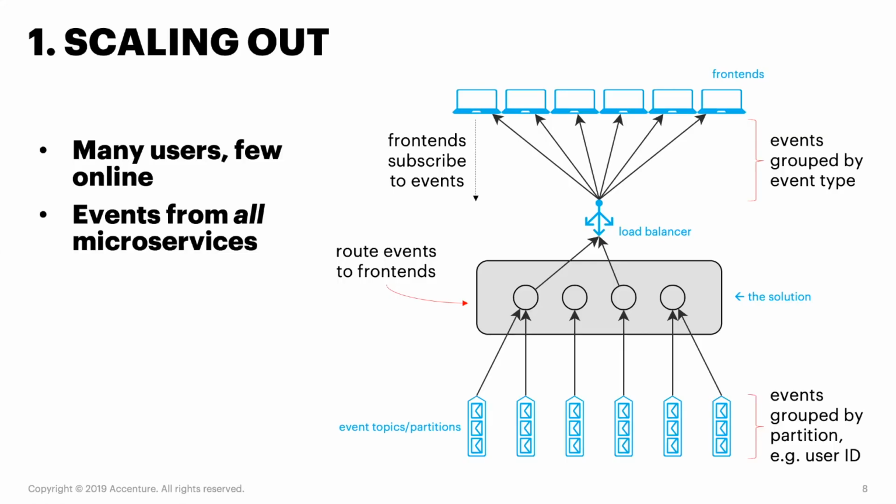Given the events are already grouped into those partitions, it would be easy to let frontends subscribe to partitions directly. However, that would violate one of our goals, as frontends would need to know how the event topics are partitioned on the backend. Instead, we need to repartition events according to their event type. Because the event type is what is relevant to frontends, as that's what they ultimately subscribe to.